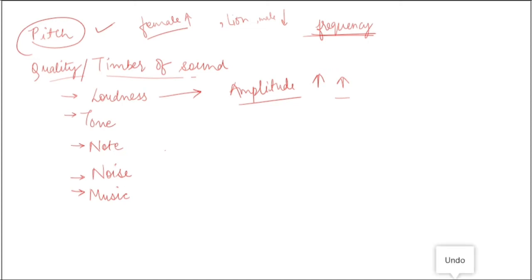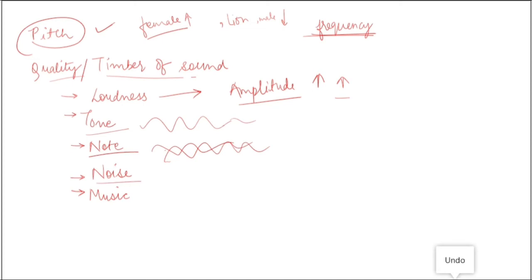Next is tone. What is tone? Tone is a pure sound that is produced by a single frequency. There is a single frequency and that is called tone. What is note? Note is a mixture of different frequencies, right? Like various music instruments being played at the same time. So what we make of it, we call it note. And tone is a single frequency.